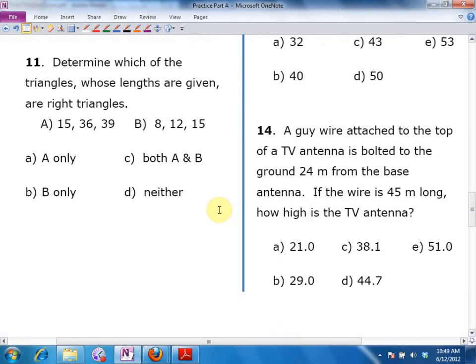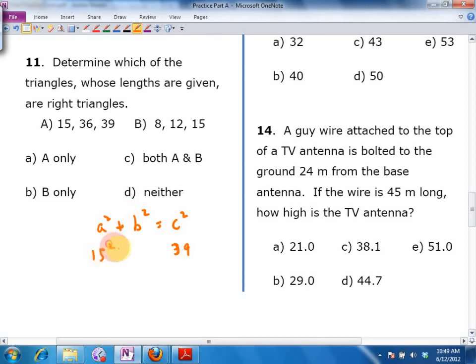Which brings us to the next question, which is kind of similar as far as how we do it, except we've got a right triangle here, so we're going to use Pythagoras' theorem. A squared plus B squared equals C squared. And now, what two triangles I'm going to try here. Let's do the first one. What sides are A, B, and C? Which side is C here? The 39 is, how do you know it's 39? It's the longest. The longest side is always the C. The other two, we don't care about which ones they are.